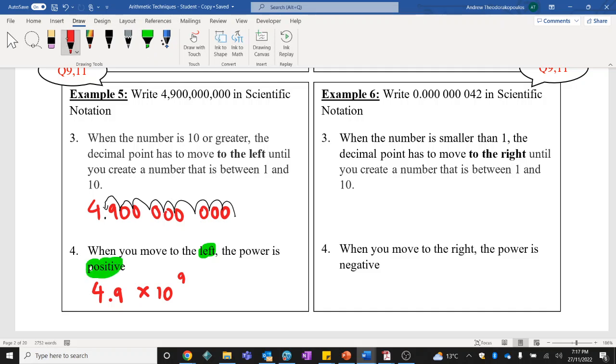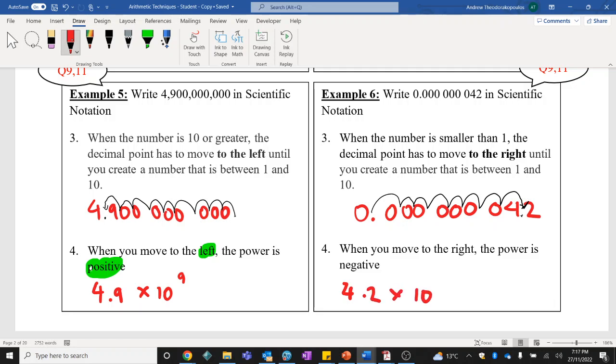Let's do another example here. 0 point. Let's make a number between 1 and 10. We want to stop right here because we want to make 4.2. Now, let's write 4.2 times it by 10. How many times do we move to the right? 1, 2, 3, 4, 5, 6, 7, 8. So 8 times to the right, but because we move to the right, it becomes a negative number.